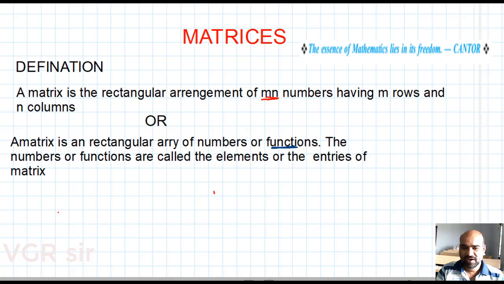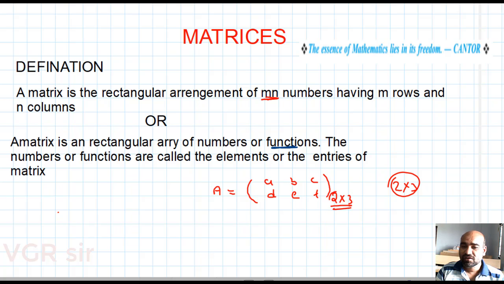For example, a matrix is given, say A, B, C, D, E, F. This matrix contains 2 rows and 3 columns. So this is a matrix having 2 rows and 3 columns. We will write 2 by 3. We say 2 cross 3 only, but you need to write 2 by 3. A is a 2 by 3 matrix.